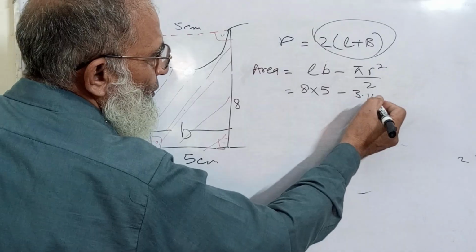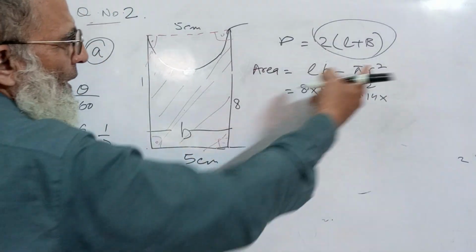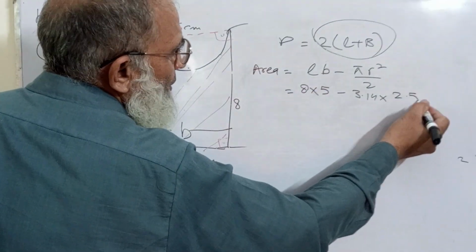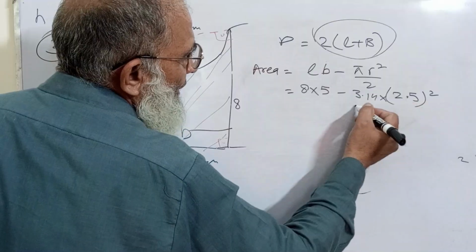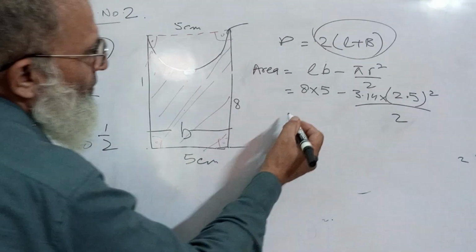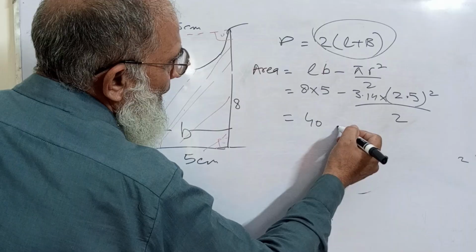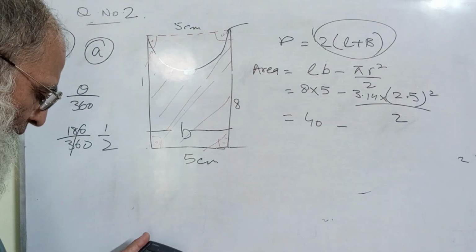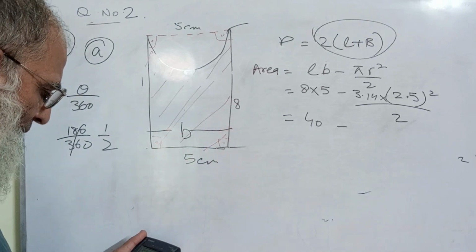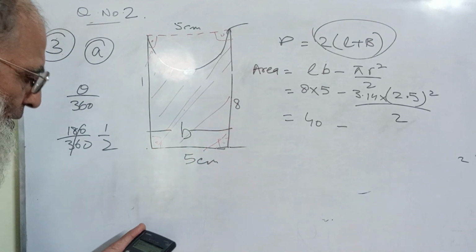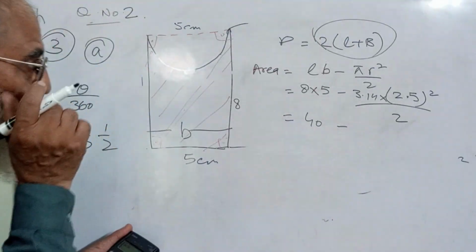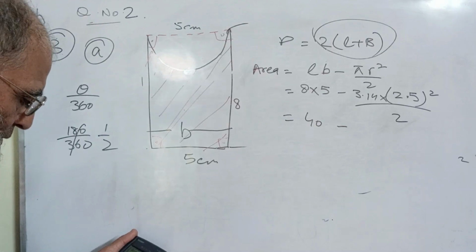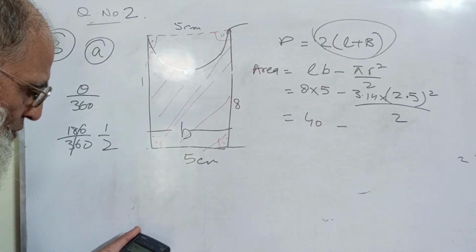8 multiplied by 5 minus 3.14 multiplied by r square. R square is 2.5, the whole square, divided by 2. So it will become 40 minus, the rest of the calculation will be done with calculator. I am not so genius that I just calculated. 6.25 multiplied by 3.14 equals this.